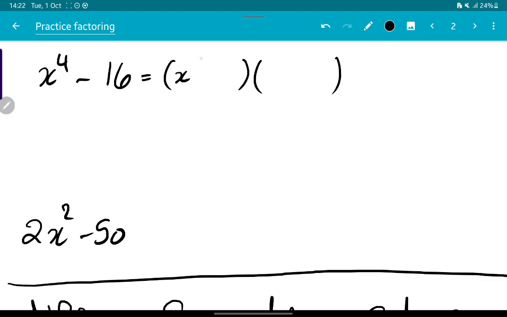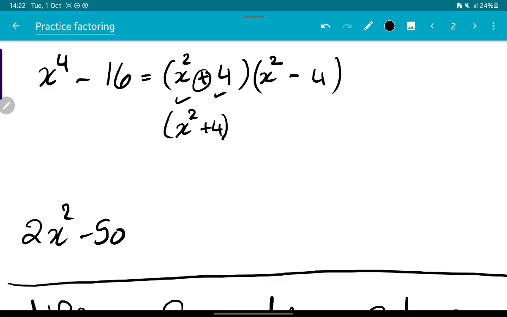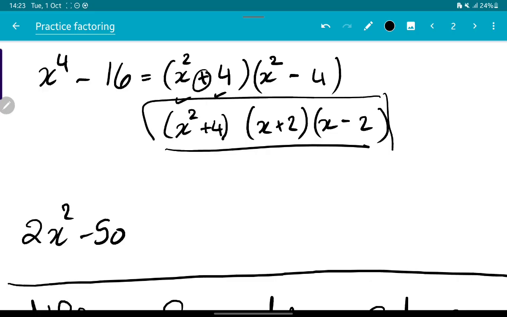This x power 4, we can rewrite it as x power 2 squared, and 16 is 4 times 4. One positive, one negative. You can see that we have a sum of two squares, which we cannot factorize: x squared plus 4. When it's a difference, we can factorize the difference of two squares to get two brackets, x and x, 2 and 2, positive and negative. But this is unfactorable, so we leave it as it is. This is the final answer, a product of three factors.